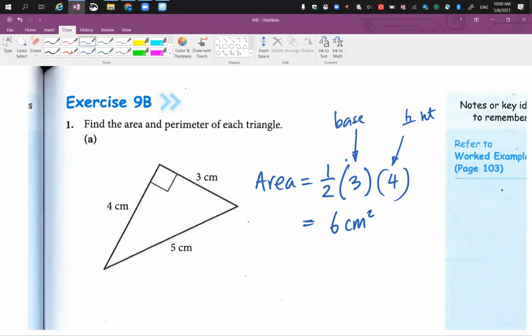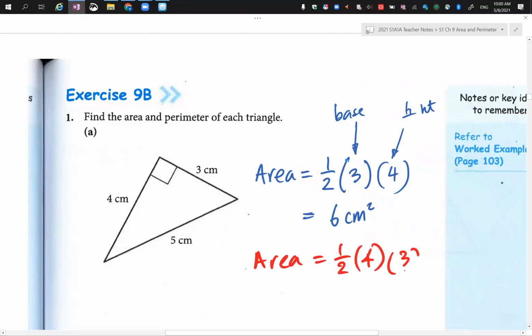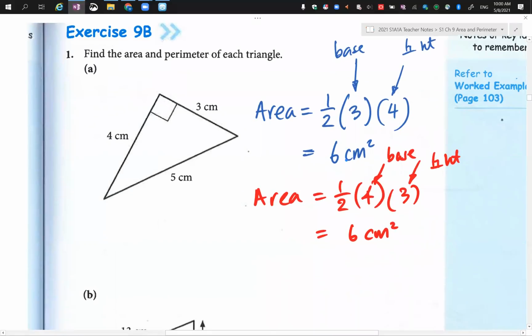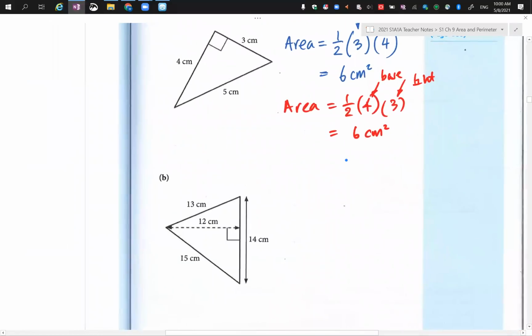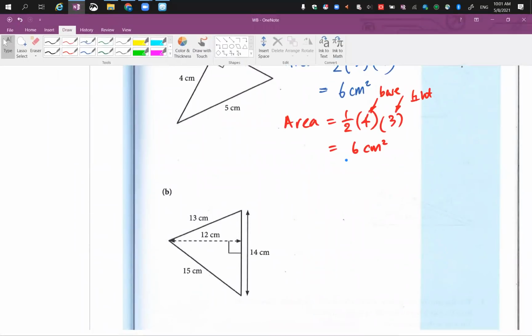Another option, area equals half. When I asked what was the base, some of you said 4 is the base. Let's put 4. If 4 is the base, then where is the perpendicular height? Very good, 3. And we get the same answer, 6 square centimeters. So both are the same. As long as you take half times the other 2 numbers, where they are perpendicular to each other, you'll be okay. So please try part B now. Don't forget to write down the word area.